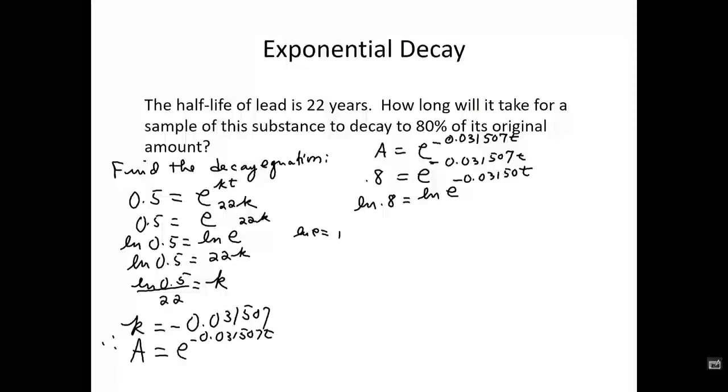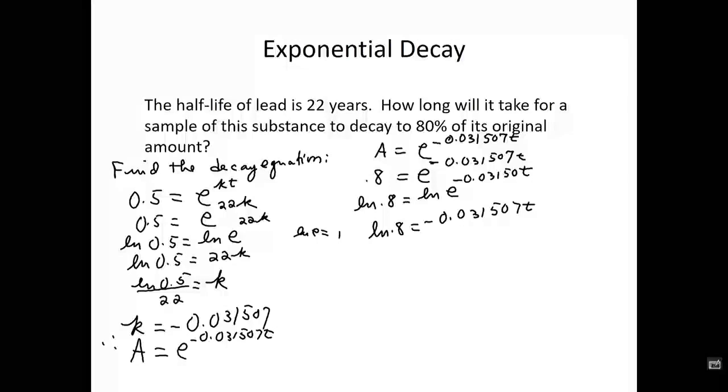And what do we get? We get the natural log of 0.8. The right-hand side simplifies to a negative 0.031507 times t. All right, now we can solve for t by dividing both sides by the coefficient of t.